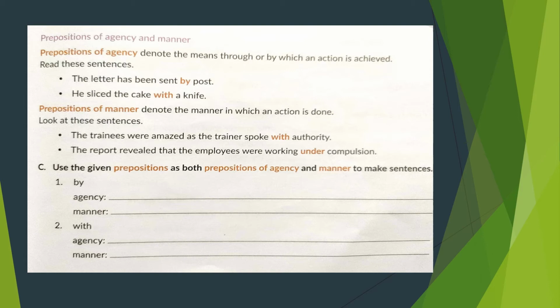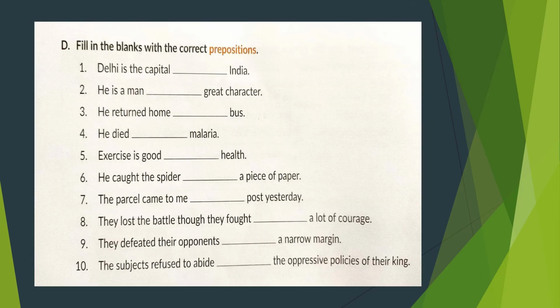Come to the little exercise that we have here, exercise number C. Use the given prepositions as both prepositions of agency and manner to make sentences. By. You're going to do this on your own, just a few exercises. Come to exercise D. Fill in the blanks with the correct prepositions.